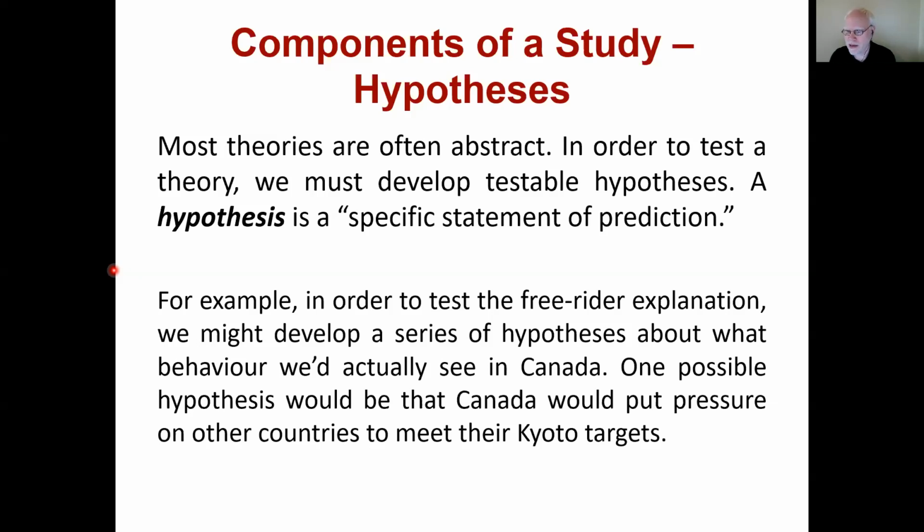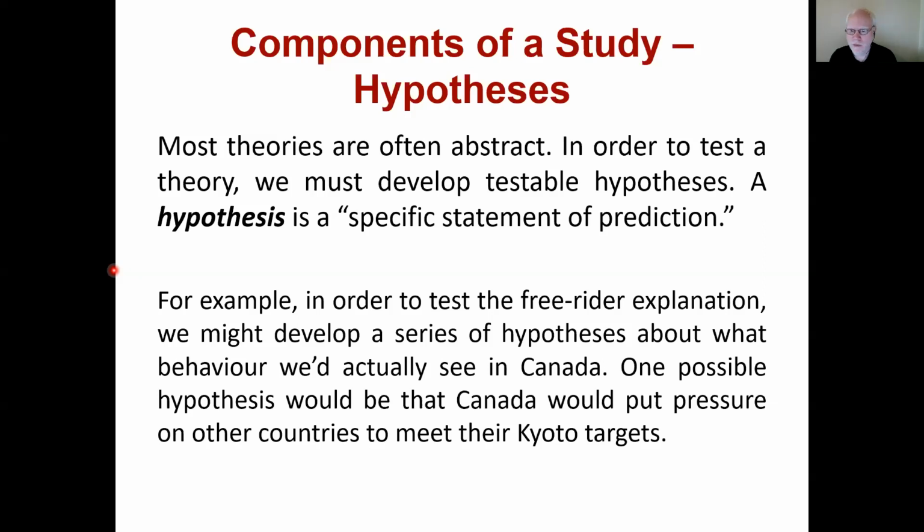So if this explanation is true, if this theory is right, we need ways of testing it. So statements of prediction. If this explanation is right, then we would expect Canada to be putting pressure on other countries. We'd be expecting multiple things. You need multiple hypotheses here. But one would be that Canada would be trying to push other countries to meet Kyoto targets because it thinks it's important.